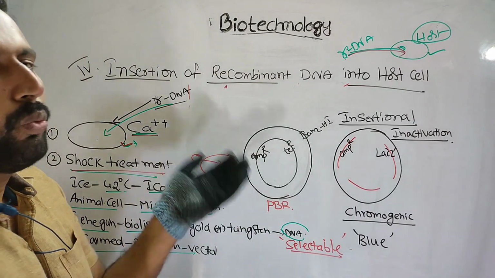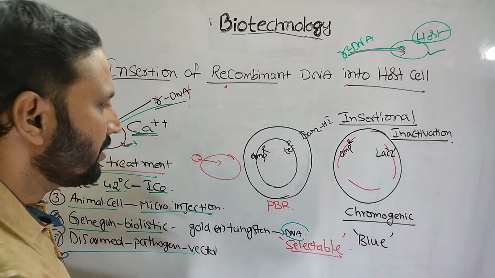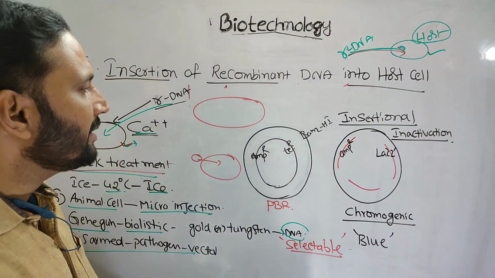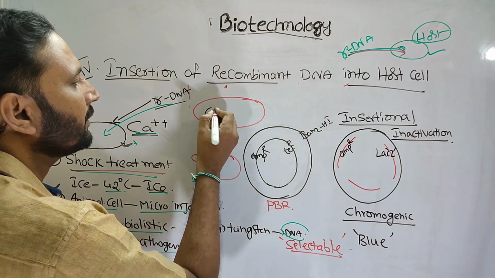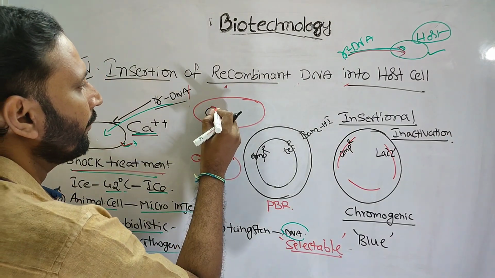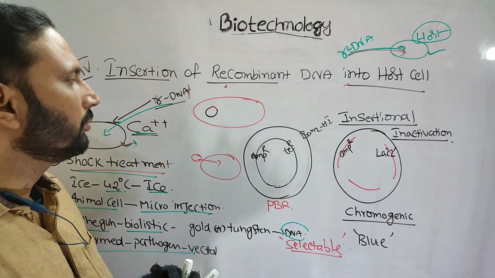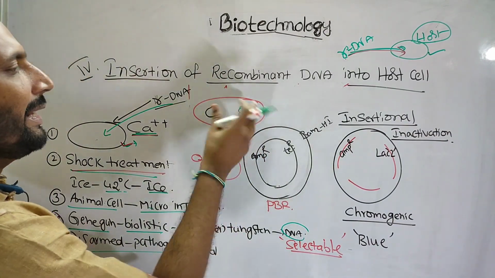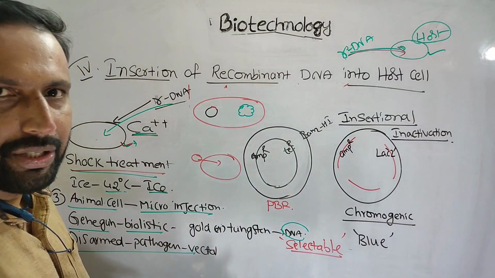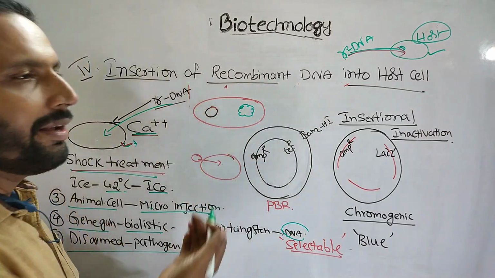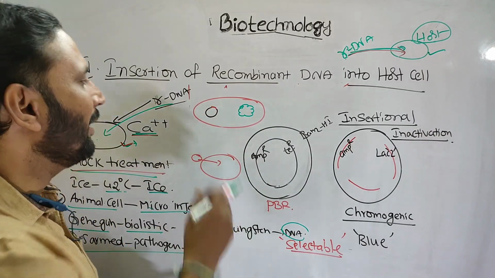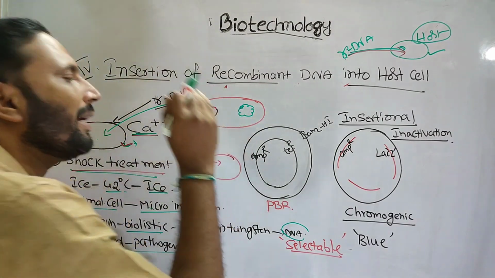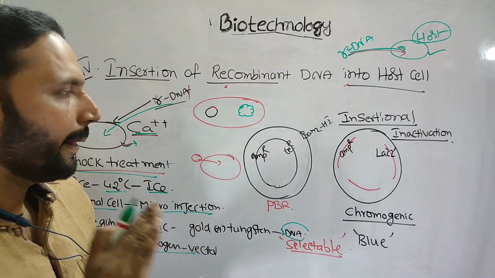The transformed cells, how can we recognize them? Suppose this is the bacterial cell. The bacterial cell is having a vector, this is the vector, recombinant DNA, and this is their own chromosome. Now this bacterial cell undergoes replication. It means the recombinant DNA is also undergoing replication, mainly the desired gene. So the recombinant DNA undergoes replication along with the bacterial cell. It is clear.